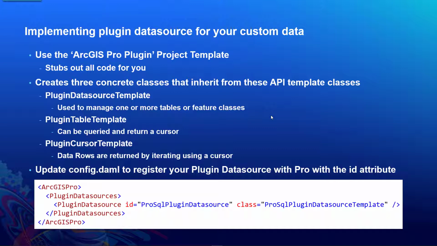I also have to update the config.daml to register my plugin data source with Pro. And that's done by specifying the plugin data sources tag. Within the plugin data sources tag, I can specify the ID for my plugin data source. That's very important to know because the ID is then later used to instantiate my plugin data source's data store.